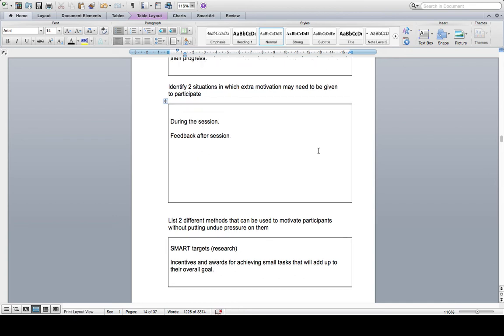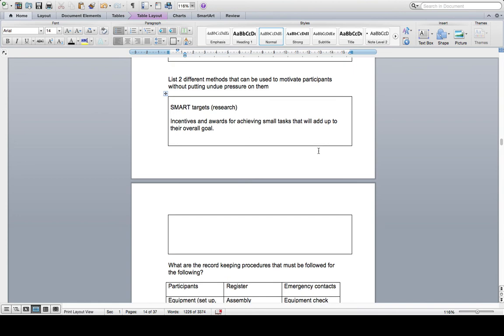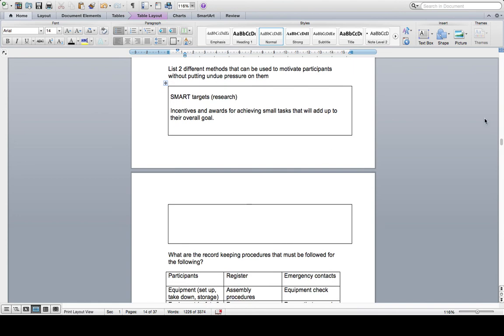All right, moving on. We have: list 2 different methods that can be used to motivate participants without putting undue pressure on them. Okay, so that's a biggie. All right, you don't want to make individuals feel like they've got too much pressure on them, like you're putting too much pressure on them, especially if you're dealing with youngsters. Youngsters don't normally deal with pressure too well. Adults are a little bit more ready to take on a bit of pressure. But with youngsters, you want to make sure that you're not putting on any undue pressure.